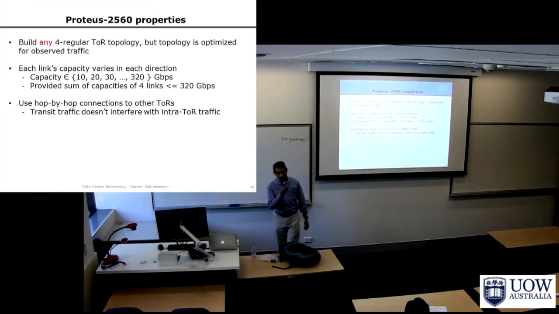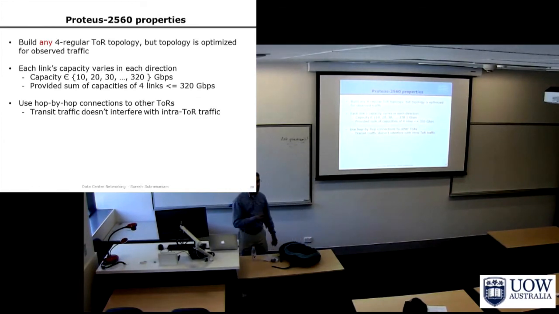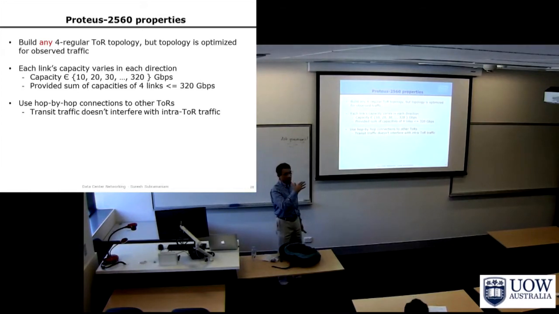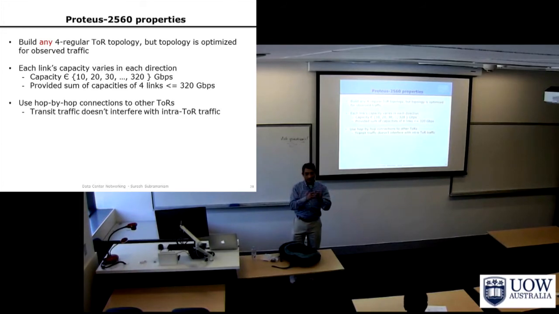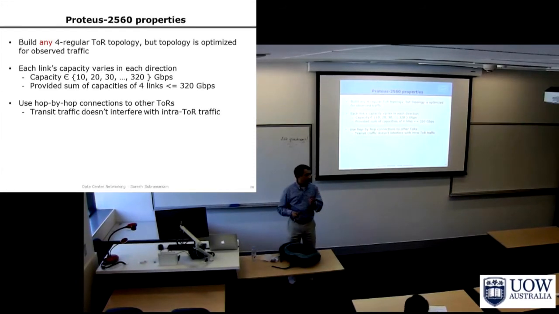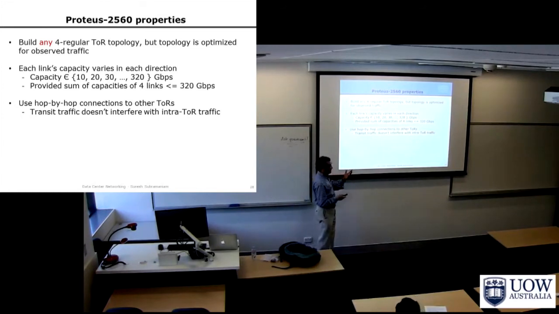Okay, so they prototyped this design with a 2,560-server design: 80 racks, and 32 servers per rack. And they used a 4-port WSS, where the capacity of each of those links can be changed in number of wavelengths. Each wavelength is 10 gigabits per second, so you have 32 wavelengths. So the bandwidth of the link can be changed from 10 to 320 gigabits per second in multiples of 10 gigabits per second.